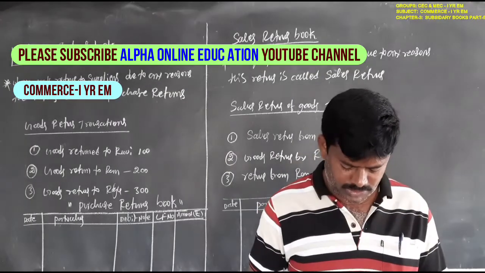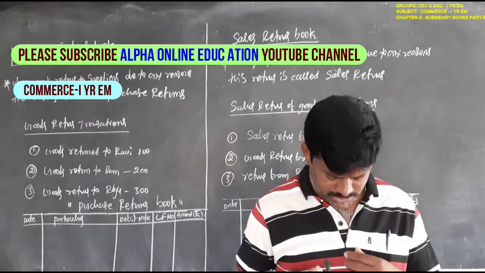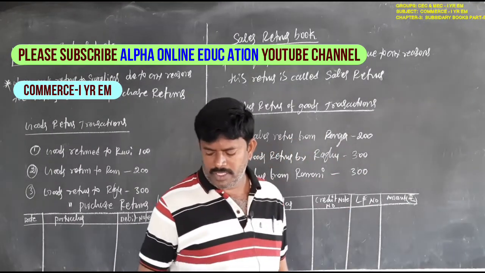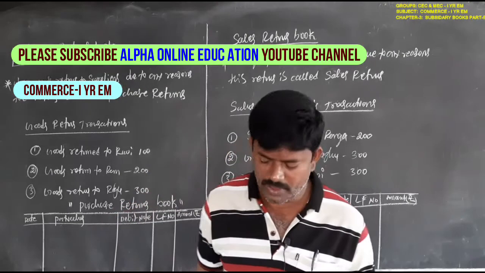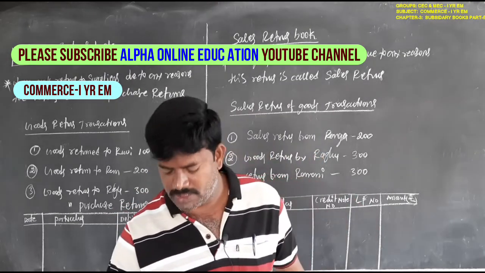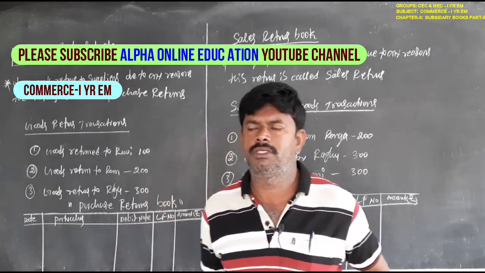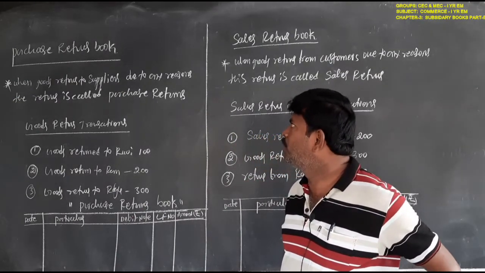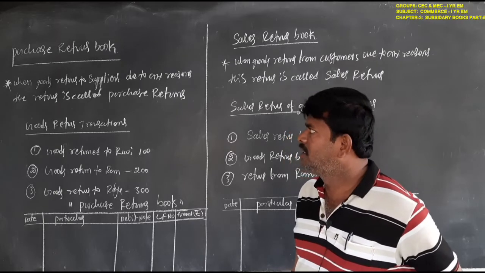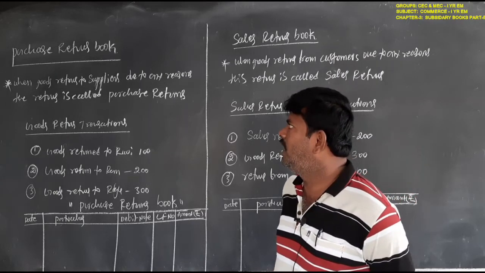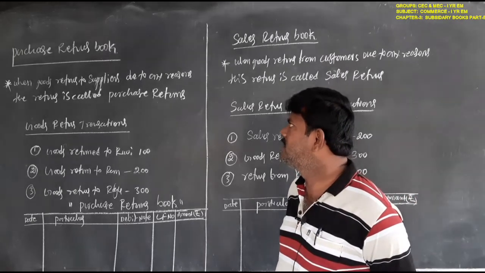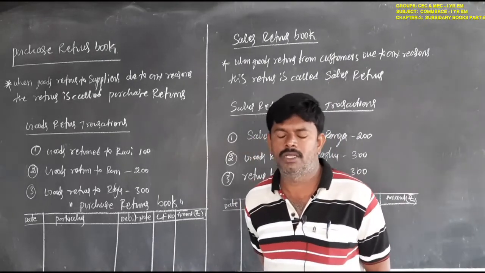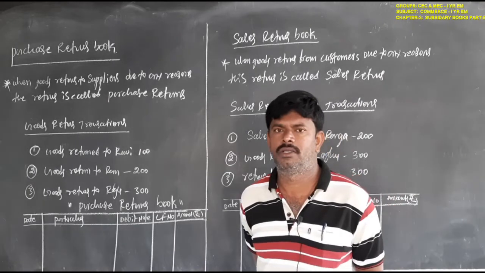Purchase returns and sales returns. And what are the purchase returns? When goods are returned to suppliers due to any reason, these returns are called purchase returns. What are the reasons behind the goods being returned to suppliers?